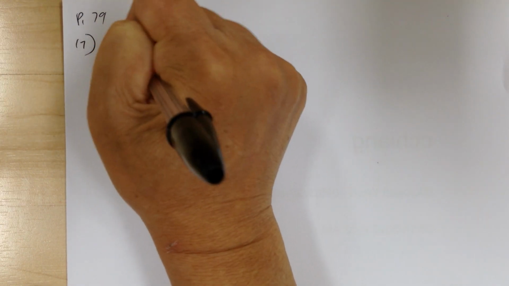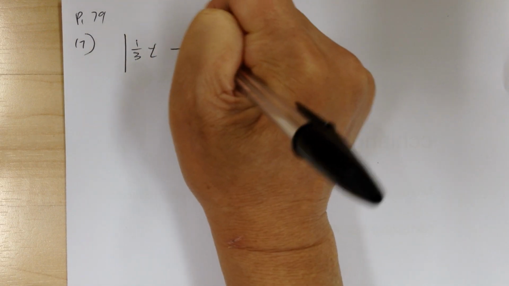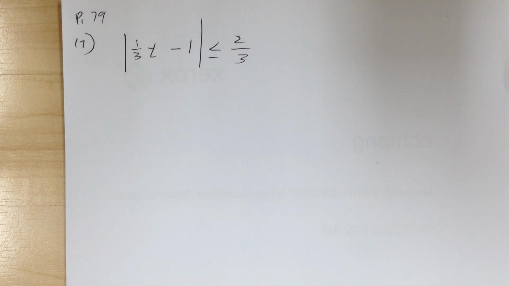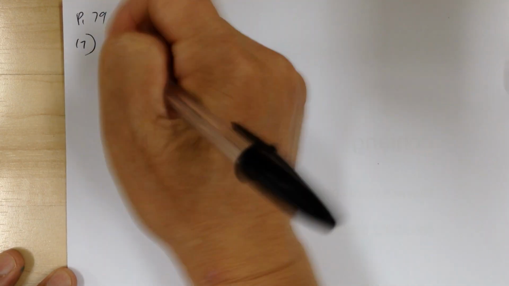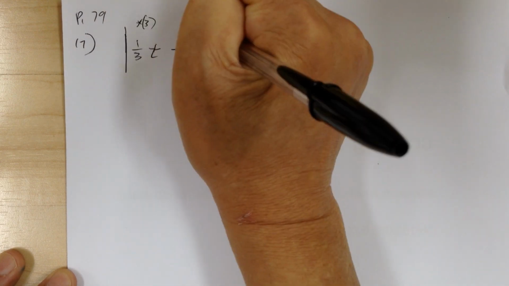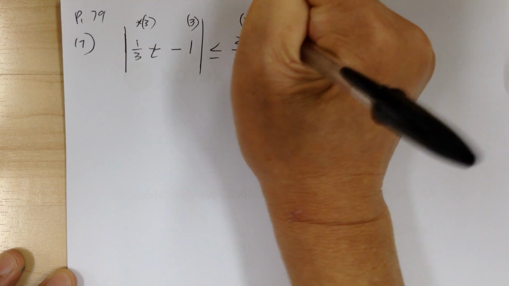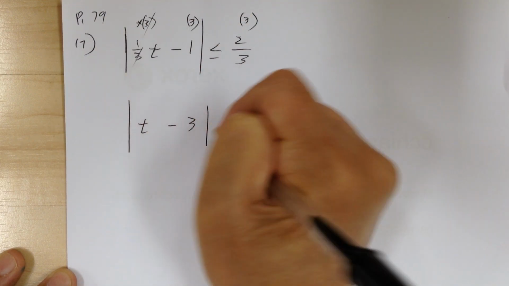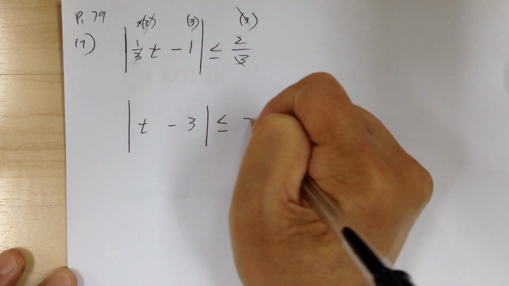Okay, absolute value of 1/3 t minus 1 is less than or equal to 2 over 3. Okay, so this one's a fraction. So what we're going to do first is multiply by 3, so that this will cancel out. So you get t minus 3 is less than or equal to 2.